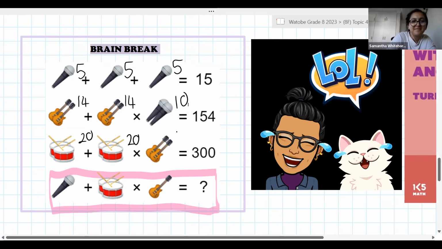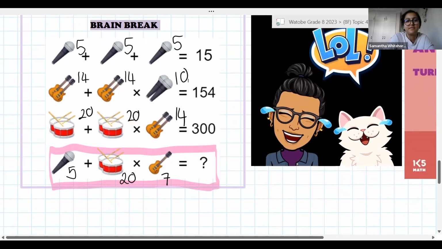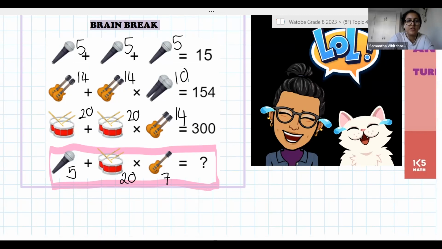The fourth one, we see where the one mic contains 5, and we have 2 drums. 2 drums contain 20, and we have 1 guitar. 1 guitar contains 7. So our answer will be 145. If we say 5 plus 20 times 7 is 145. Good. That's how we get our final answer.